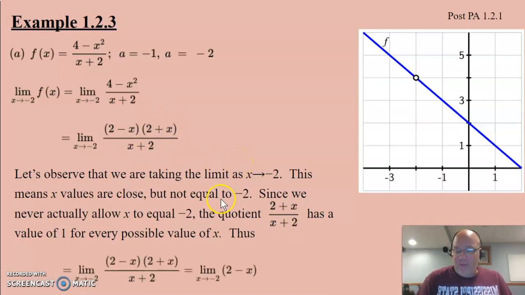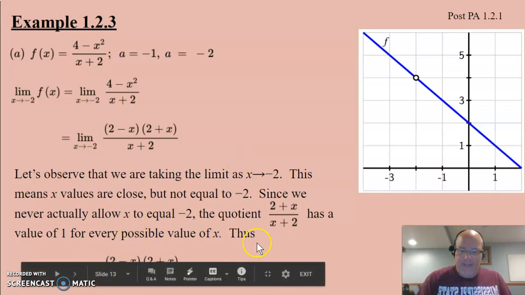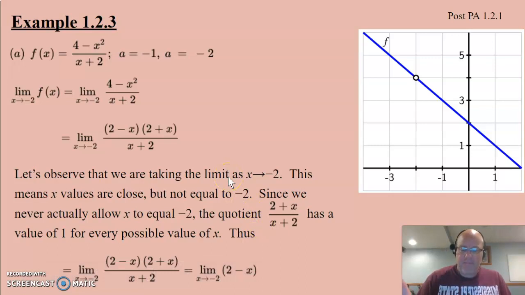So in that case, we can say that this, and I can't get that black bar out of there, so I'm just going to leave my mouse alone. If you look at the bottom of the screen, we say the limit as x approaches -2 of 2 minus x times 2 plus x over x plus 2, there's our argument, is equivalent to the limit as x approaches negative 2 of 2 minus x.